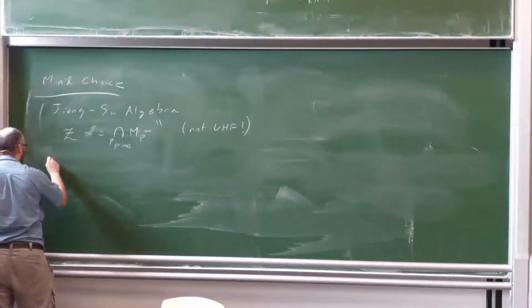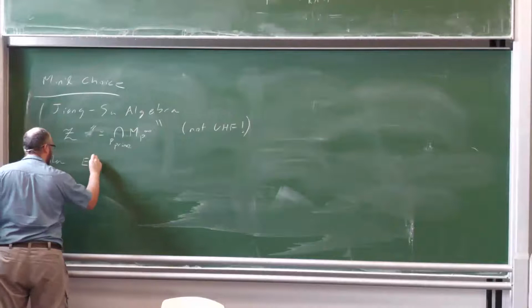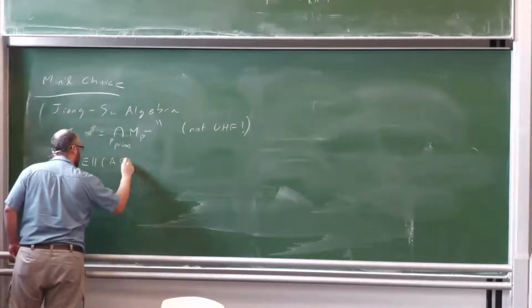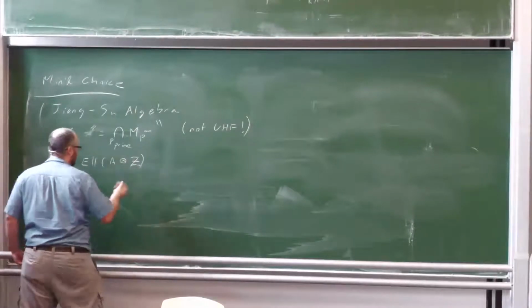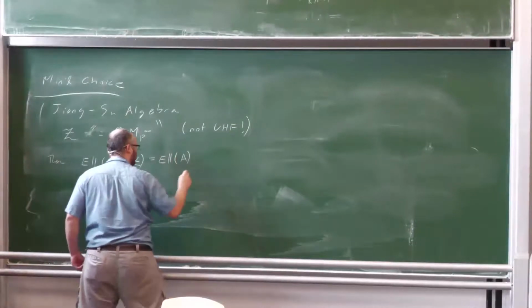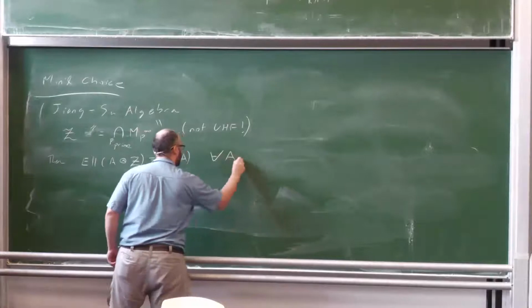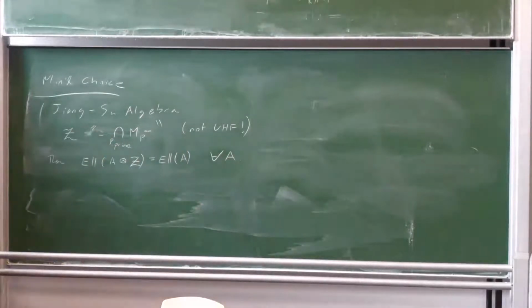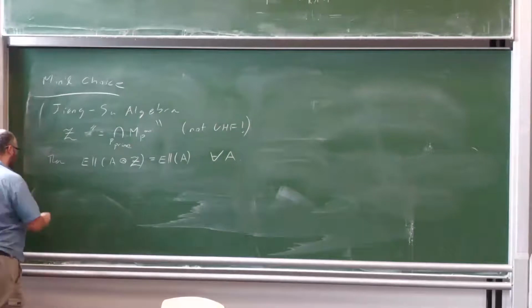Okay. But it has this property that tensoring with it doesn't change the K theory. In fact, doesn't change the Elliott invariant at all. But if the classification theorem is going to be true, A tensor Z better be isomorphic to A. That's because the Elliott invariants are isomorphic.